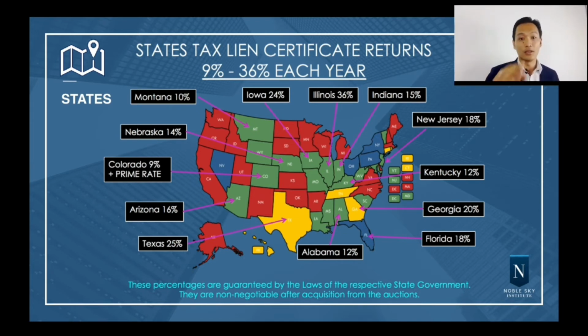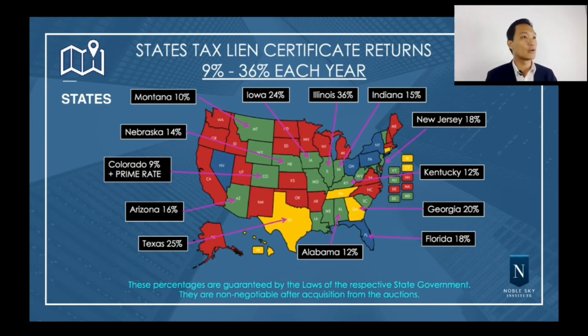All right, so the states in red, they sell tax deed. You buy the property immediately. All right, that's how they work. So you don't buy any tax lien for the states in red. For the states in blue, they do both. They have both liens and deeds. So some counties they sell tax lien, some counties they sell tax deed. Okay, so that's the states in blue.